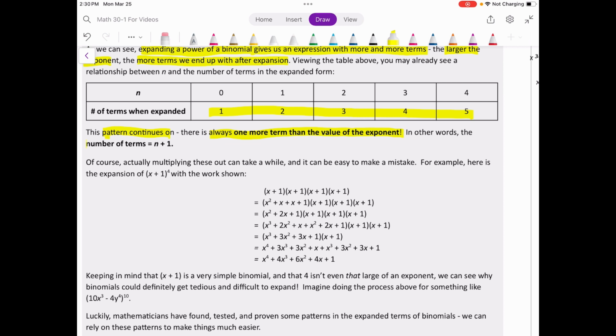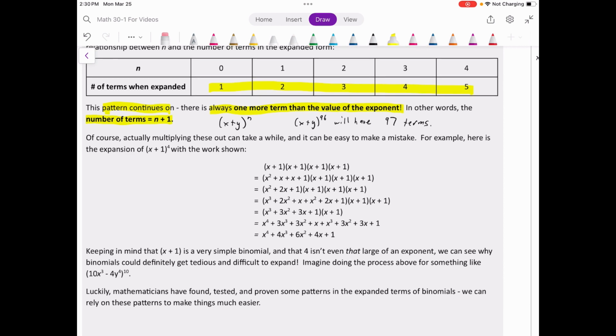So in other words, the number of terms in a binomial expansion is going to be whatever your n, the exponent on the binomial, is, plus 1. So if you have x plus y to the power of n, if you were to actually multiply that out, you'll end up with n plus 1 terms. Just for an example, x plus y to the power of 96 will have 97 terms, okay? So that's a nice tool to have in our kit to recognize that.